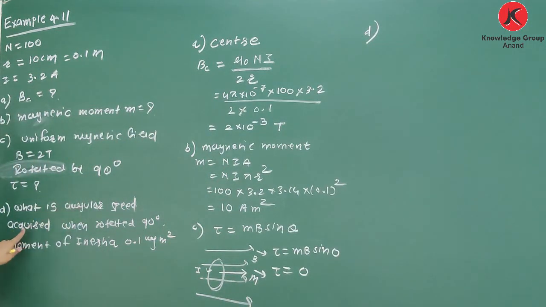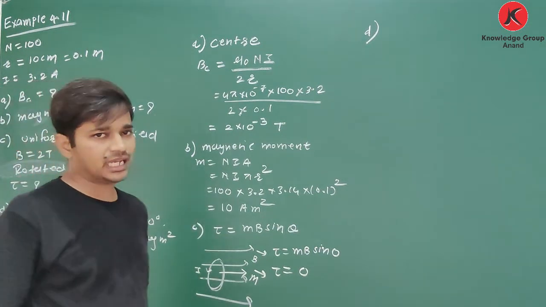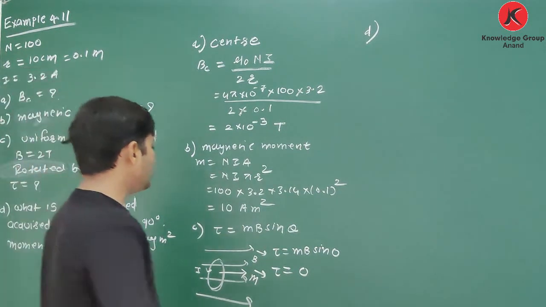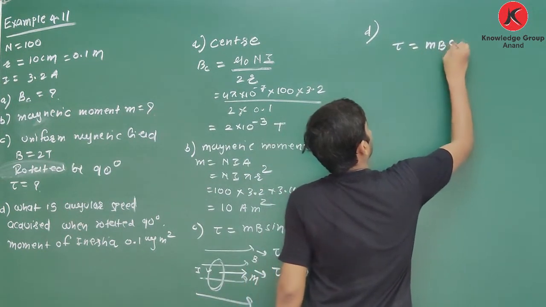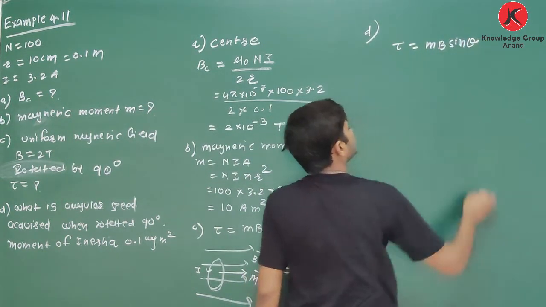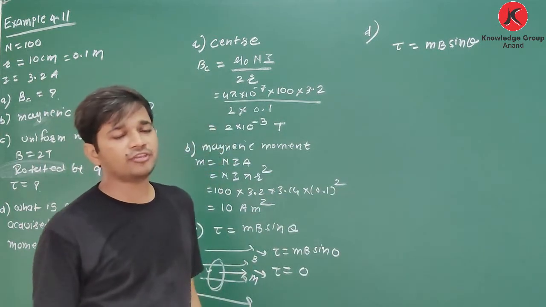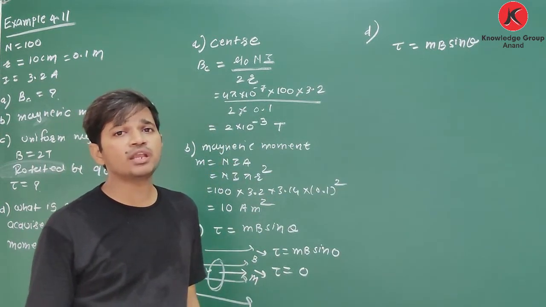What is the angular speed acquired when the loop is rotated 90 degrees, while the moment of inertia is 0.1 kg meter square? You have to find the angular speed omega. See how to find it. We know the equation of torque: tau is equal to MB sin theta. We have to find omega, the angular speed.